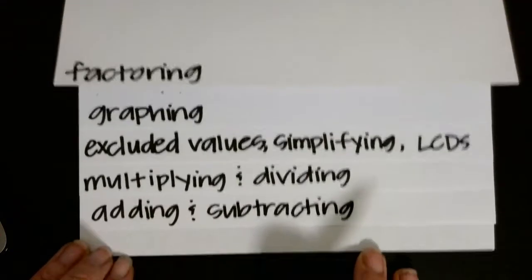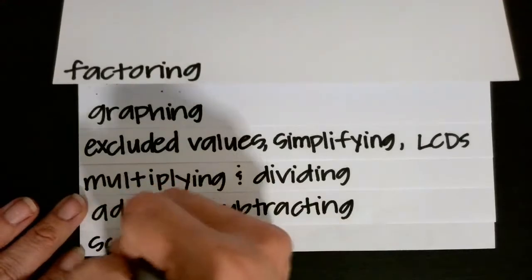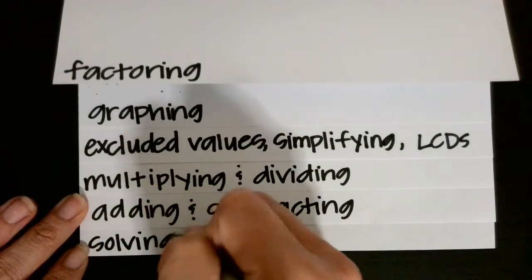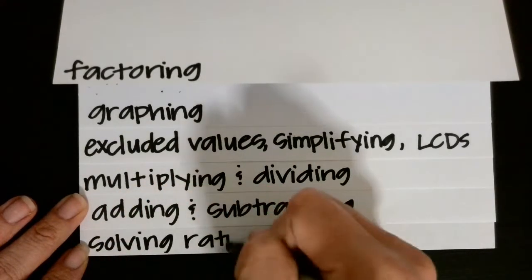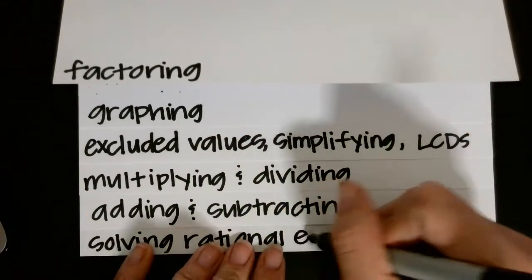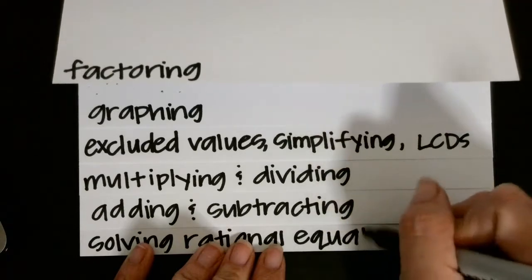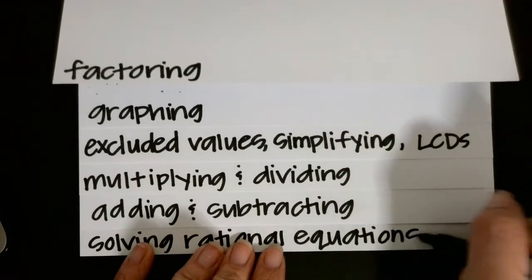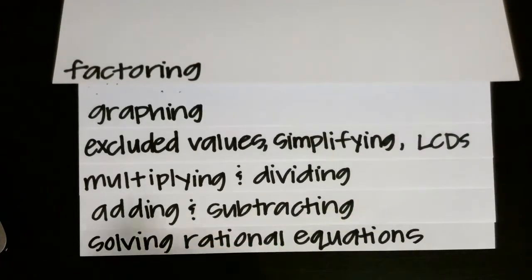And then you're going to need a tab for solving rational equations. Alright, so those are your 6 tabs that you're going to need to get the extra credit for this unit. And now we're going to move on to the expectations of each tab. The first couple of ones are done for you.